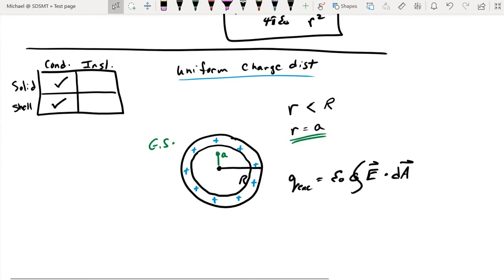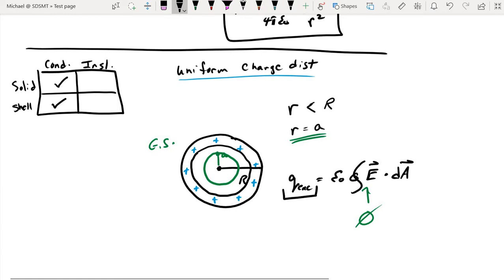Well, as far as Gauss's law is concerned, this picture is no different from the solid conductor, because the moment I try to enclose the region that is bound by the radius of A, there's no charge there. And if there's no charge to enclose, then the electric field is going to be 0 once again. So now we can see that the electric field inside of our conducting shell is also going to be 0.